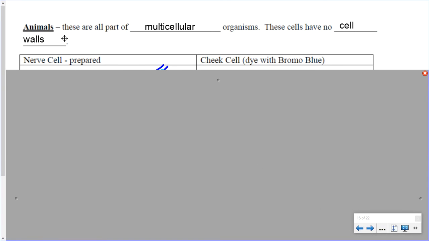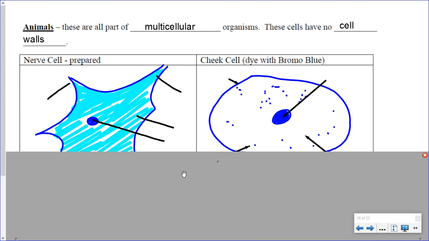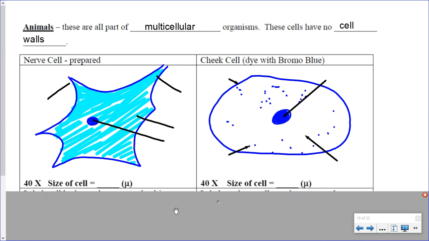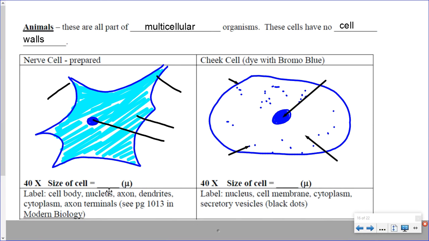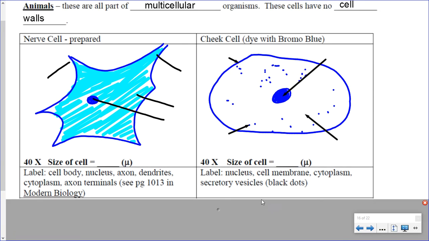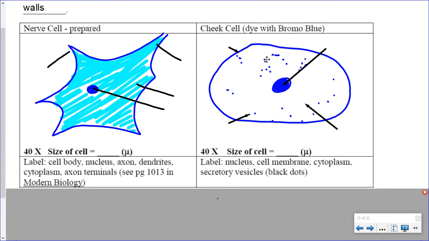Finally, for animals, these are part of multicellular organisms. They have no cell walls. For the nerve cell, you're looking at the multipolar nerve or spinal cord. What you're going to be looking for is something that looks like that, and the different parts to label. Again, you can either use this textbook or use Google. A cheek cell will look something like that, with these different parts that you have to label.